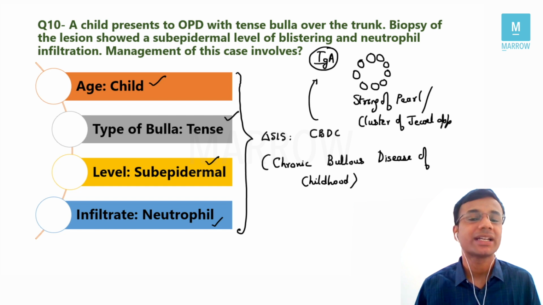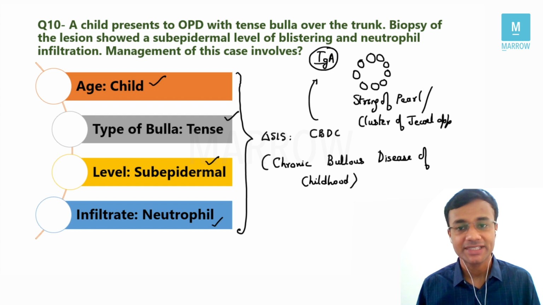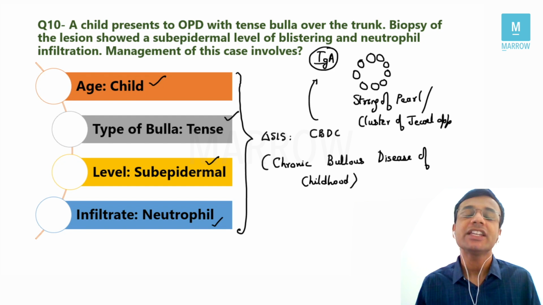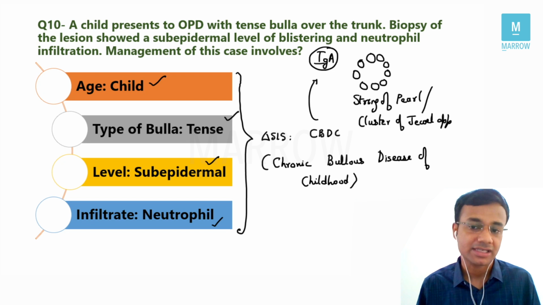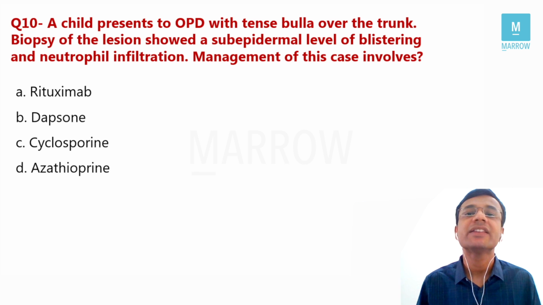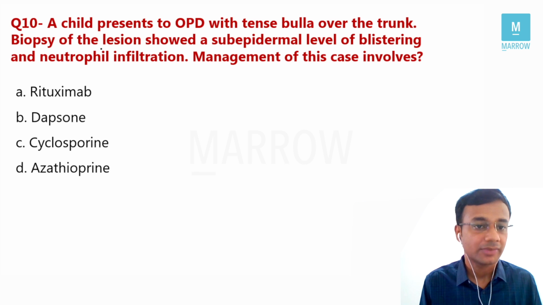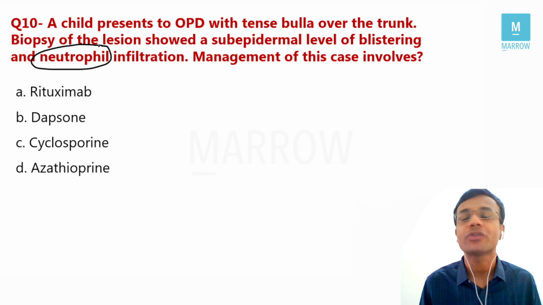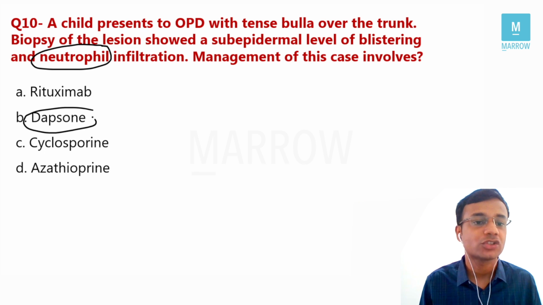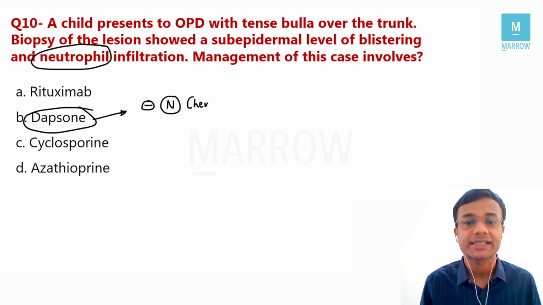So these are the 2 important appearances which you need to remember for CBDC. But one thing which I want to tell you about this particular question is, even if you had not figured out the diagnosis, for instance, you have not figured out that it is CBDC, still with the question you can answer it correctly, because once you see neutrophil, the drug which can inhibit neutrophil chemotaxis has to be dapsone. So dapsone is the answer because it can inhibit neutrophil chemotaxis.